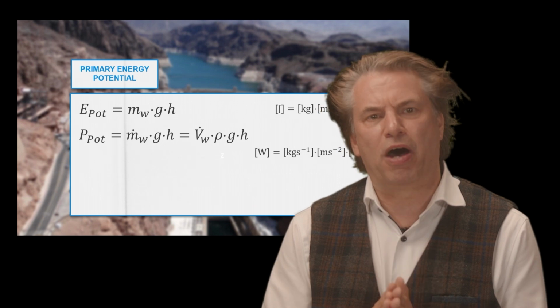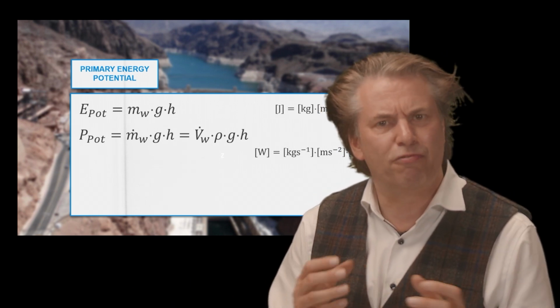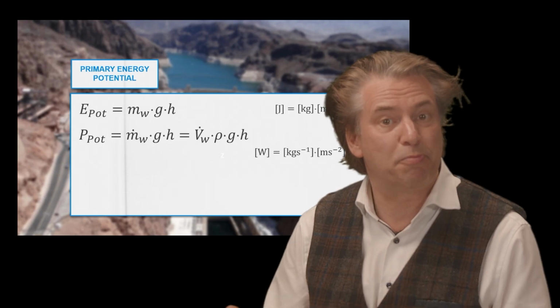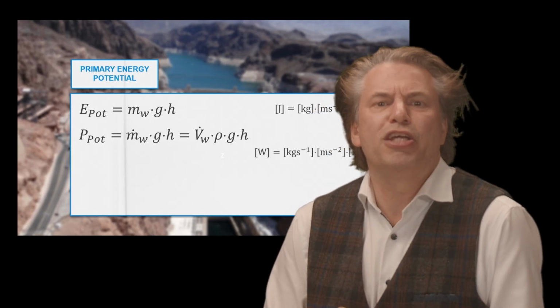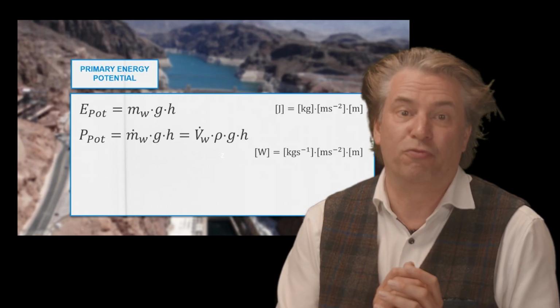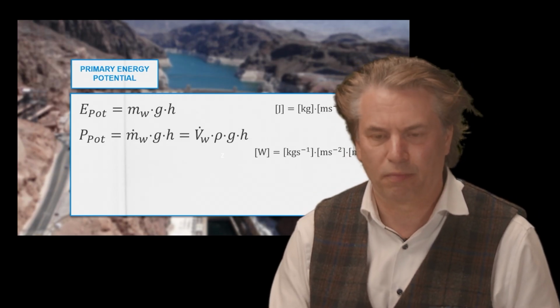Energy per time is power. We can also express this as the potential power, and as you can see, instead of mass, we consider the mass per time, or in other words, we use the mass flow. The mass flow is equal to the volume flow V multiplied by the mass density rho of the water.